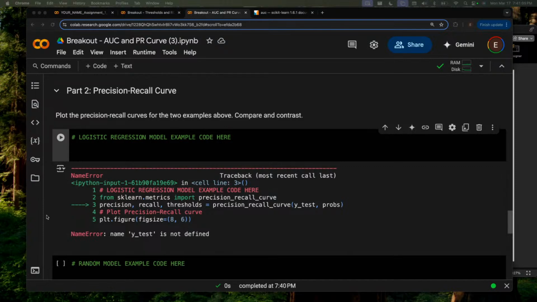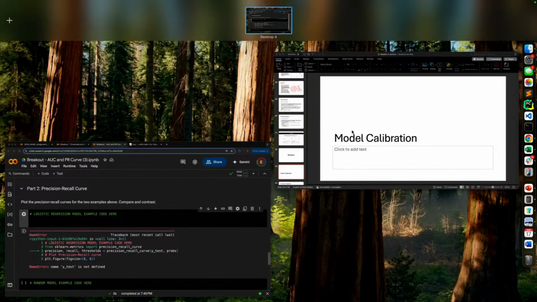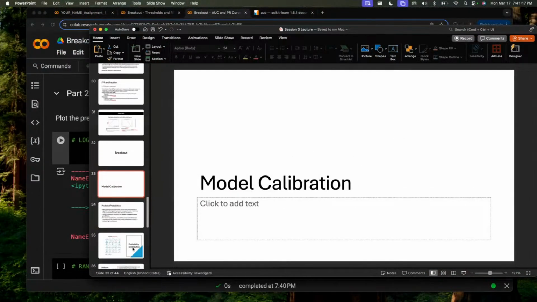Okay, I'll get the answer to this one and then share this afterwards, and then you guys can compare and contrast the precision recall curve. I think those are just the same ones that I have on the slide, so it's not going to really be any surprise there.